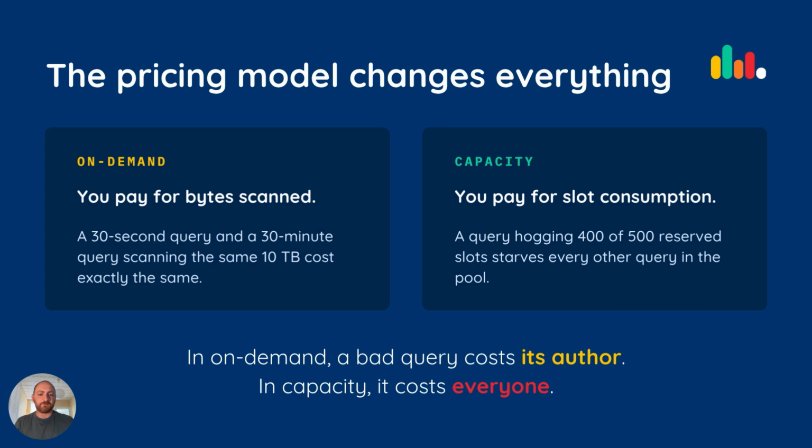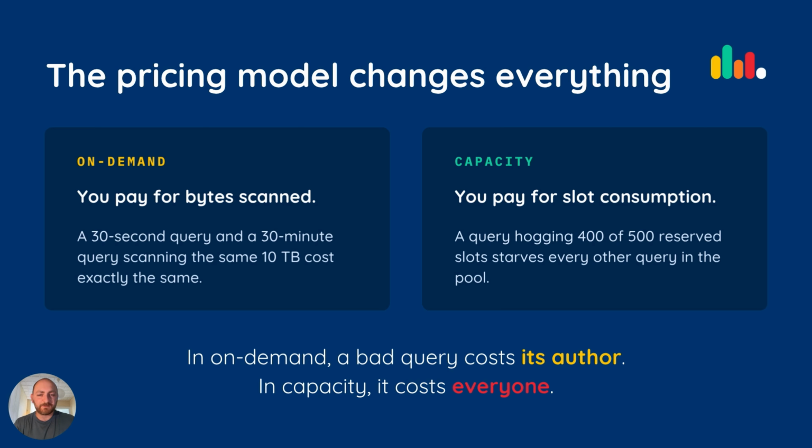On-demand pricing bills you on one thing: bytes scanned from storage. Not slot consumption, not shuffle volume, not wall time. Which means a terrible query that scans 10 terabytes and a great query that scans 10 terabytes cost exactly the same, even if one runs in 30 seconds and the other in 30 minutes. That's why all the standard advice is about reducing bytes scanned. Under on-demand pricing, that's rational.